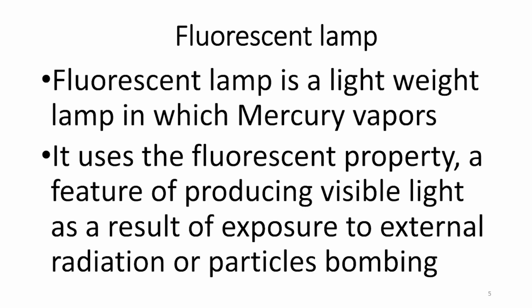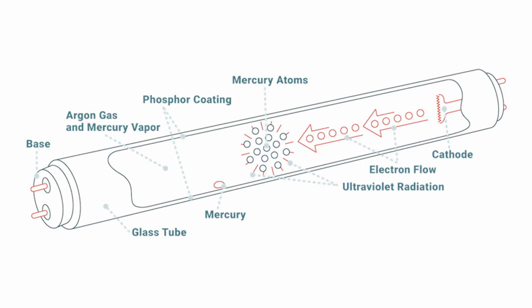Fluorescent lamp is a lightweight lamp in which mercury vapors are used. It uses the fluorescent property, a feature of producing visible light as a result of exposure to external radiation or particle bombing. Electric current that flows in the gas excites the mercury vapors, which produce ultraviolet radiation by an electric discharge process. The ultraviolet radiation causes the phosphor coating of the internal glass to emit visible light.